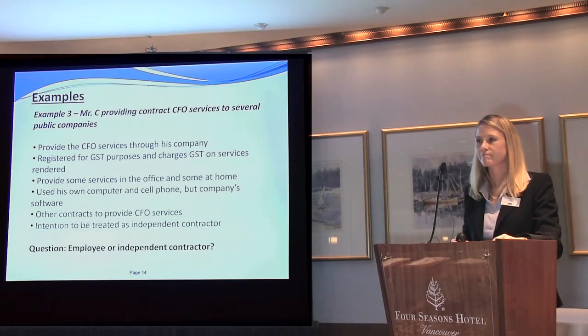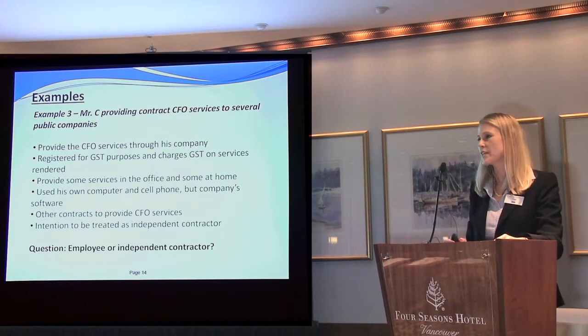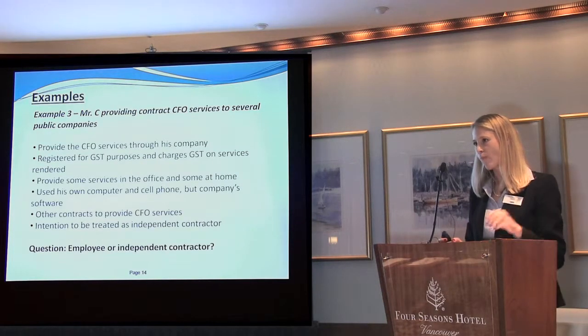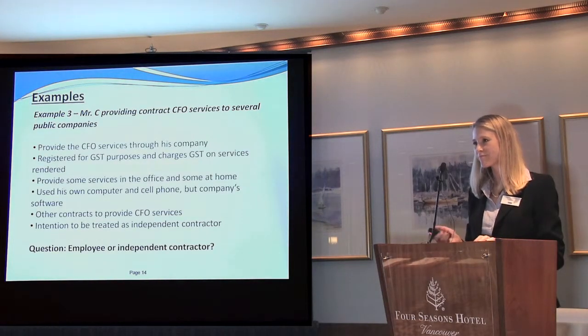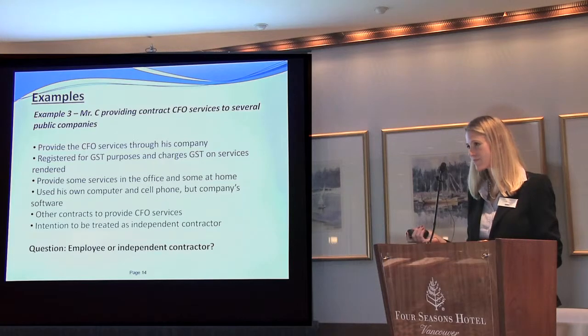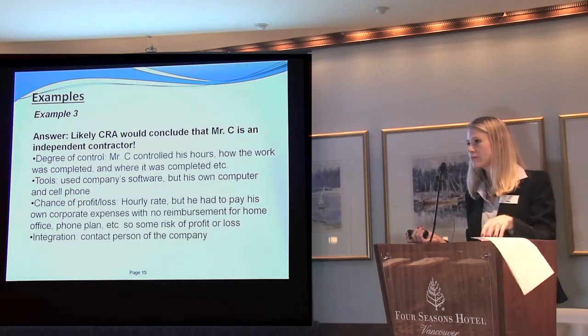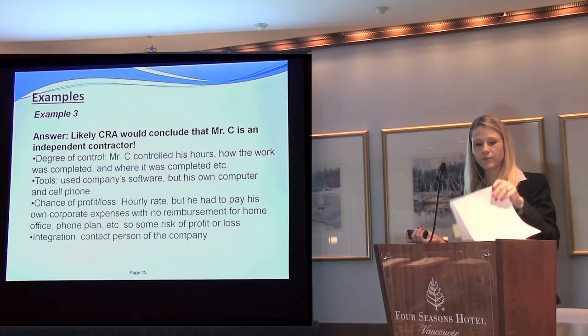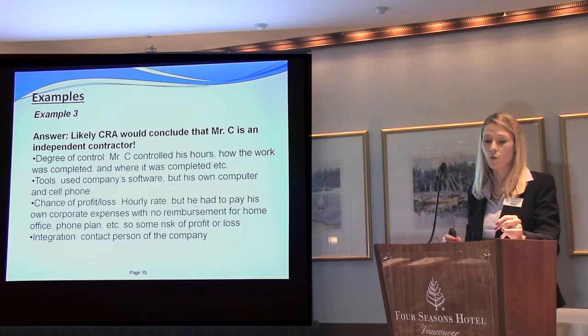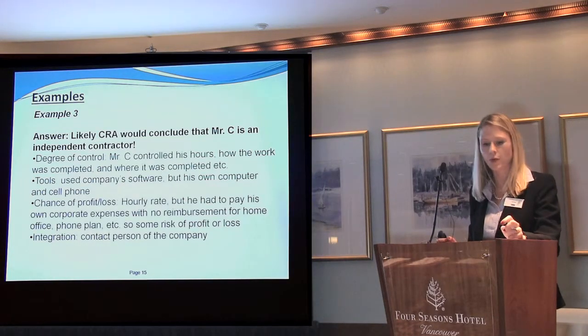Contractor. Where's the contract? And why would you say he's a contractor? Well, he's using his own equipment for multiple companies. He's working out of his own home. He's paying everything himself. So, he's not relying on one group. Yeah, exactly. So CRA would most likely conclude that Mr. C is an independent contractor.